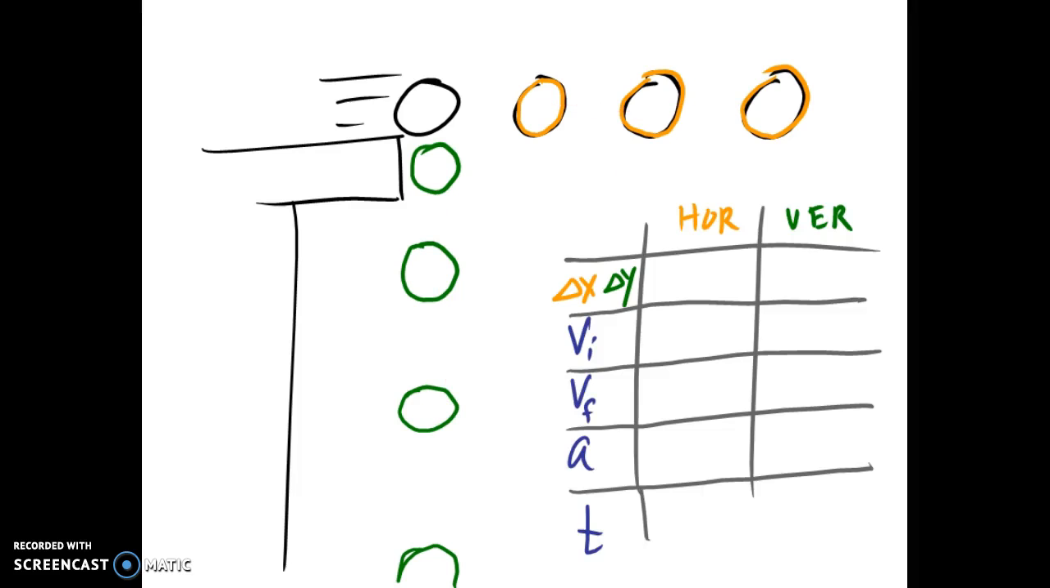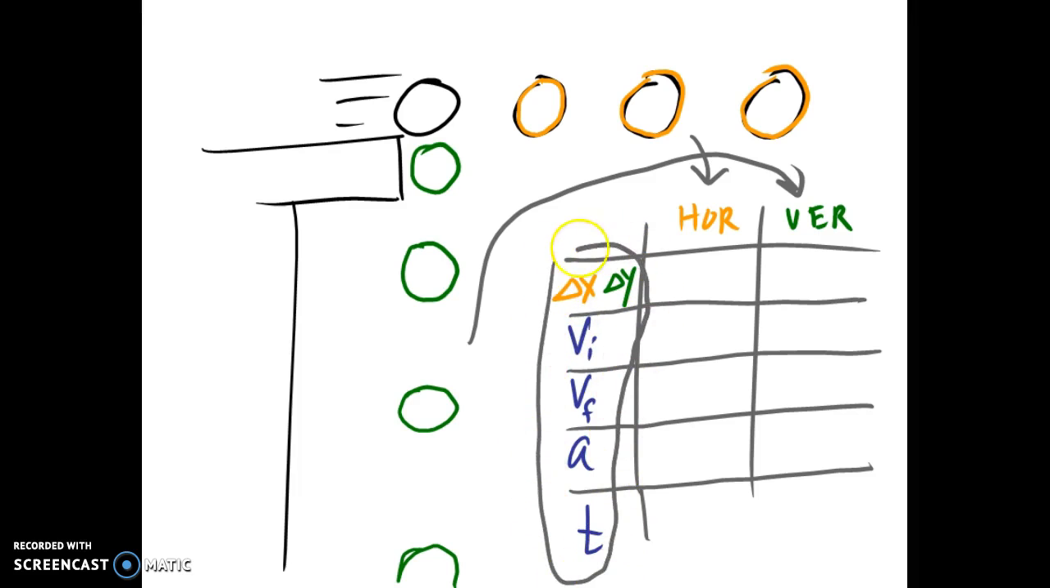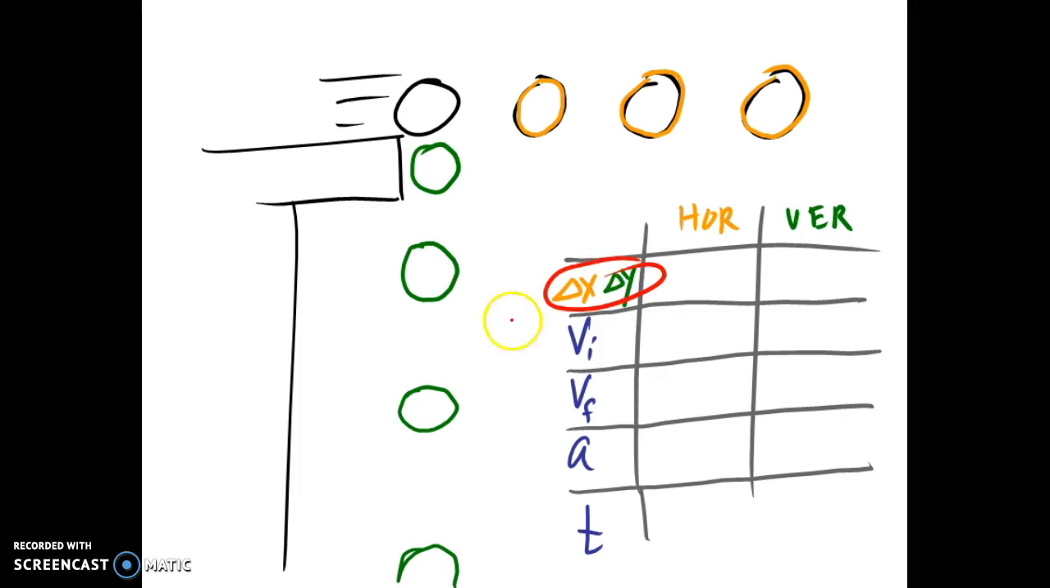So this is where our table comes in. The horizontal motion variables go in this column, and the vertical motion variables go in that column, and here are those variables that I'm talking about. There is displacement, whether it's horizontal displacement or vertical displacement, x and y respectively, initial velocity, final velocity, acceleration. Each direction, horizontal and vertical, has its own initial, final, and acceleration. And then there's time, which is common to both.